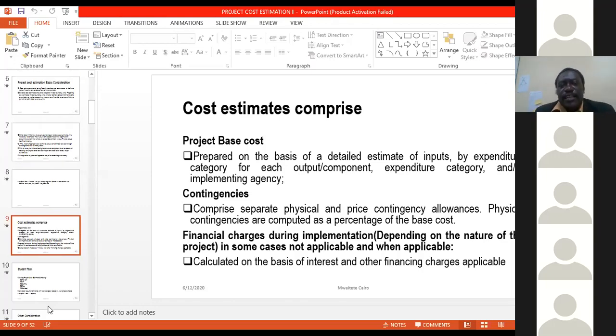Project cost estimates comprise project-based costs and are prepared on the basis of detailed estimates of inputs by expenditure category and so on. And also the contingency, you'll have to take into consideration all those contingencies, and so on, when you are planning.